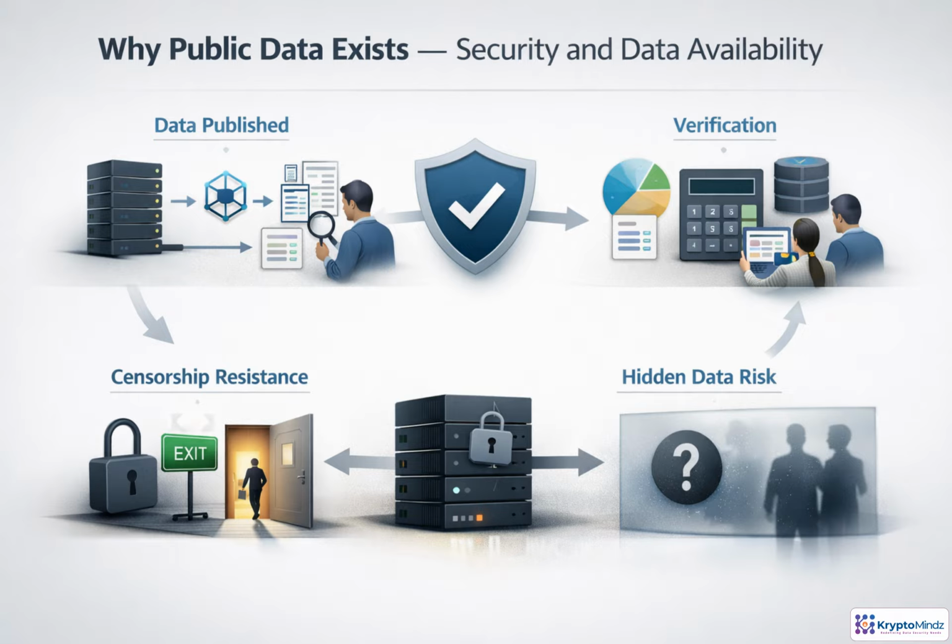Rollups publish data for a security reason. If users can access the data, they can recompute balances, check the operator's claims, and recover state if something goes wrong. That is what makes exits and censorship resistance credible. Privacy pushes in the other direction. Less visible data means better confidentiality. The design challenge is to hide sensitive details without hiding the evidence users need to verify, recover, and safely leave.